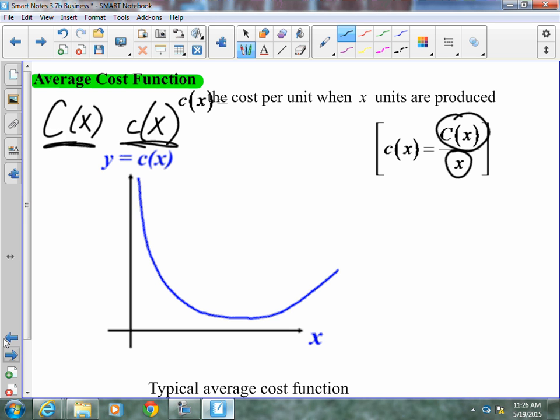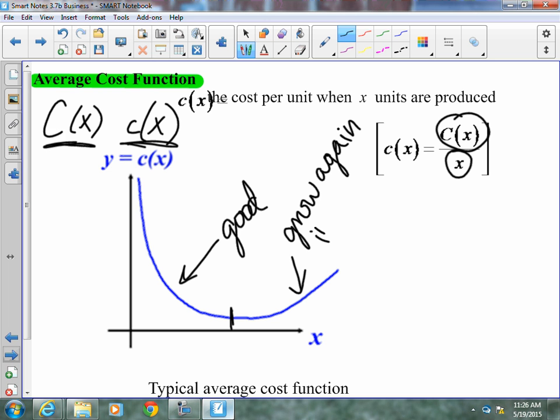So, average cost should be a decreasing function. So up to here, this is good, because the price per item is going down as you're making more. Here, you're probably starting to grow again. Inefficient for a little while, but will eventually get efficient again when you get to that amount of items, or a good quality amount of items you can make from the size of company that you have.